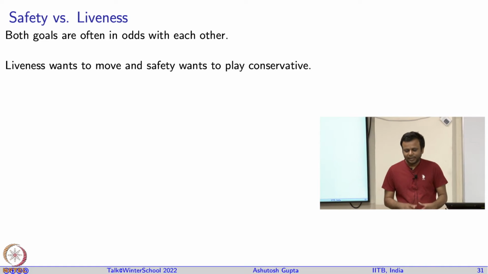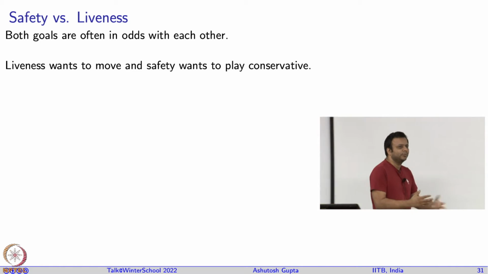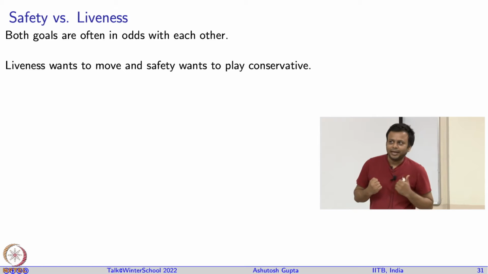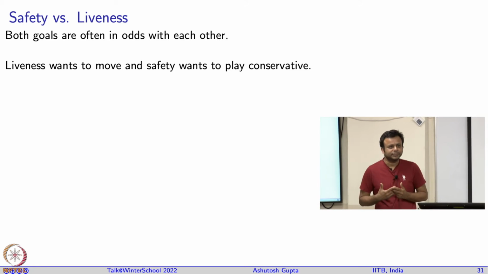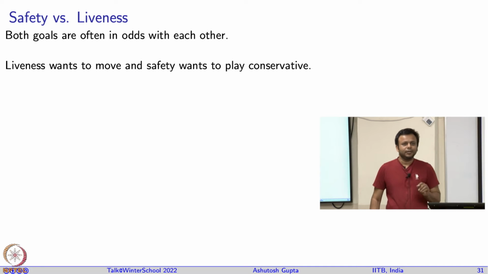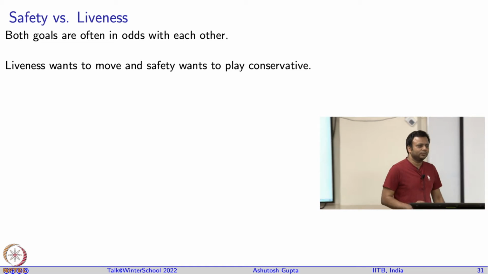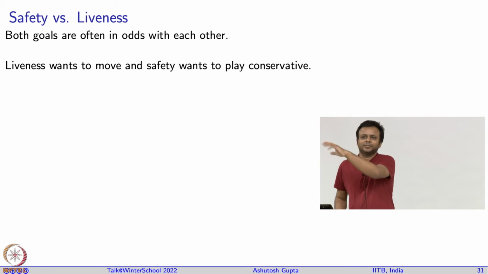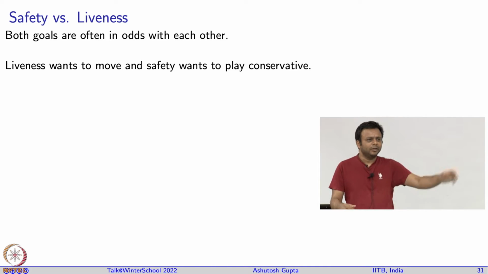Safety and liveness are often at odds with each other. Liveness always wants to move; it wants you to go somewhere, do something. And safety wants to play conservative. These are basically contradictory requirements in systems. Somebody says, this is a new vendor, he wants to support this new feature in IIT Bombay, give him access. The computer center will say, no, we don't know this guy, why should we give him access? So one is safe, one is live.